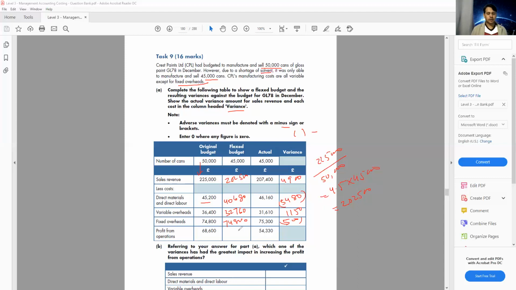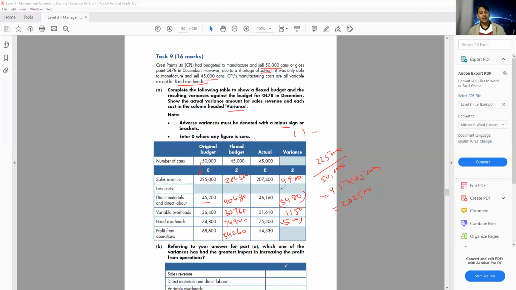And obviously the profit from the operation, you take all of this cost. From the revenue, we minus all the cost. So 202,500 minus 40,680 minus 32,760 minus 74,800, that is 54,260. That's my total.